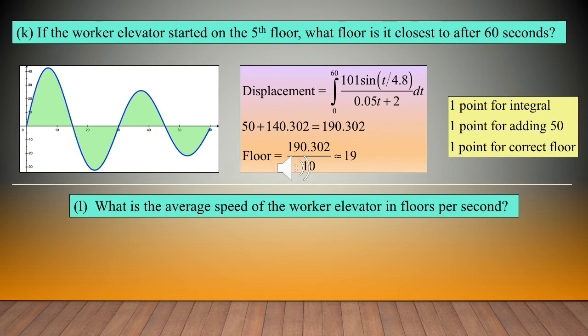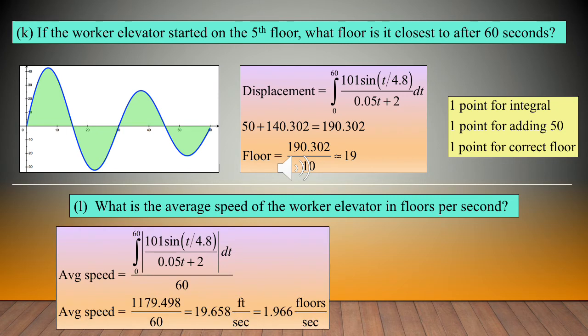Question L asks, what is the average speed of the worker elevator in floors per second? This problem also involves an integral. However, we must integrate the absolute value of v because we're interested in speed. And there are no negative values when we're interested in speed.